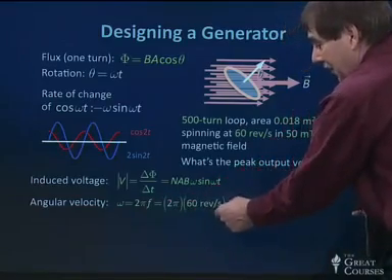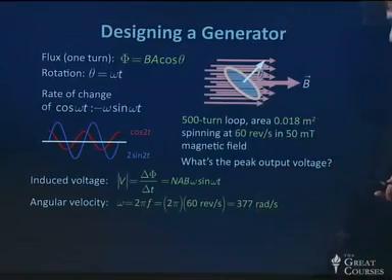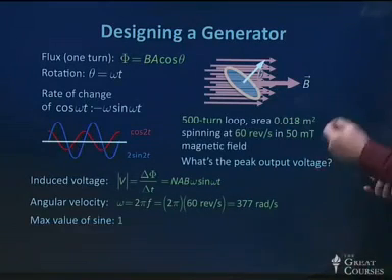So the frequency is 60 revolutions per second. The angular frequency is 377 radians per second. And that's the natural measure, again, of angle, the radian. So we're getting there. We've got almost everything we need. Now, one other thing to point out.